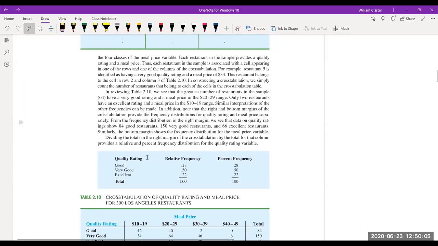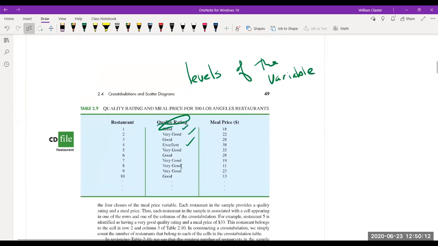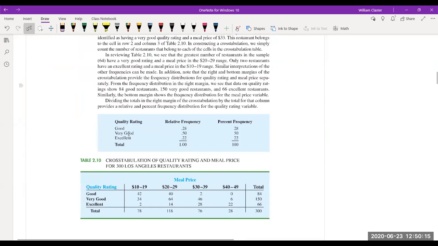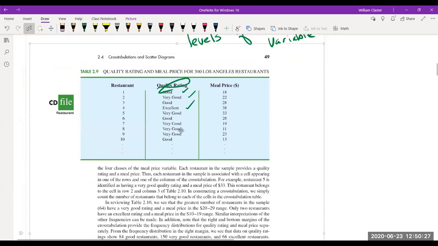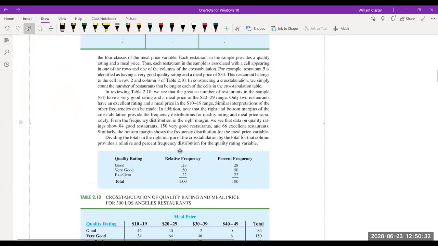So the first thing they did was focus on the quality rating variable, just the first column here. We said that there were only good, very good, and excellent, and we see the relative frequencies of those. You know how to do that. We've done it before. We just count up how many good there are out of the total, how many very good there are out of the total, and how many excellent there are out of the total.